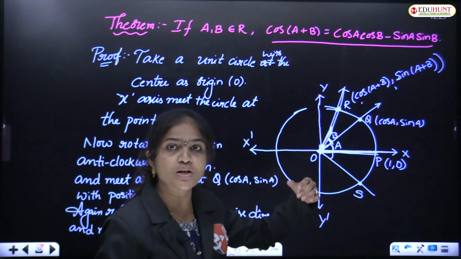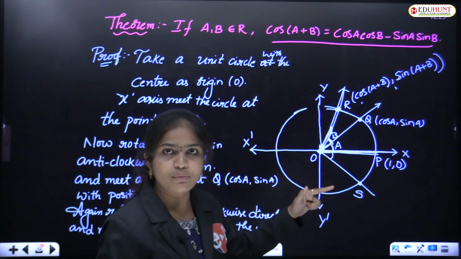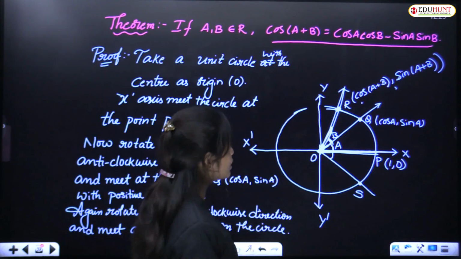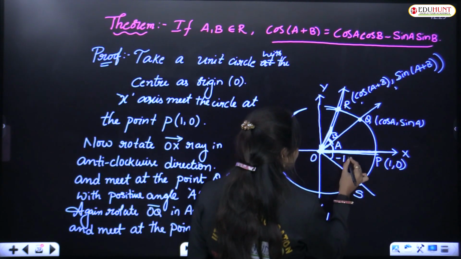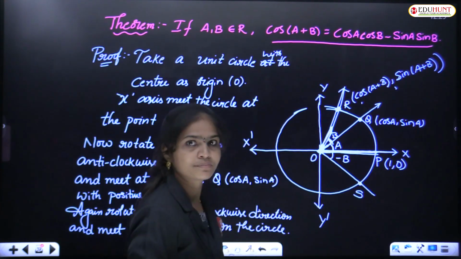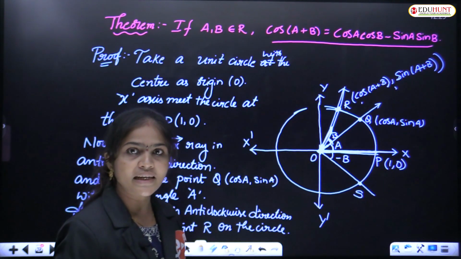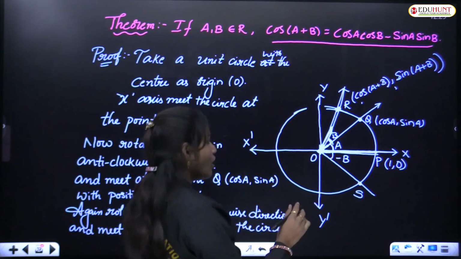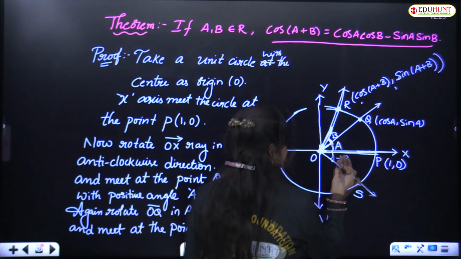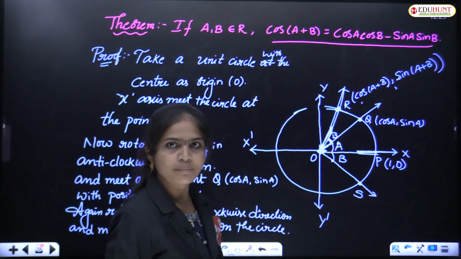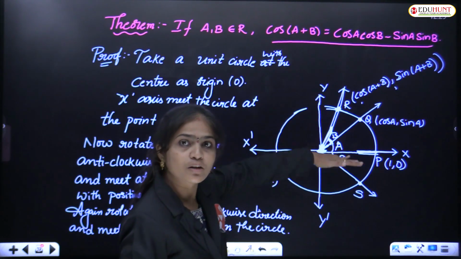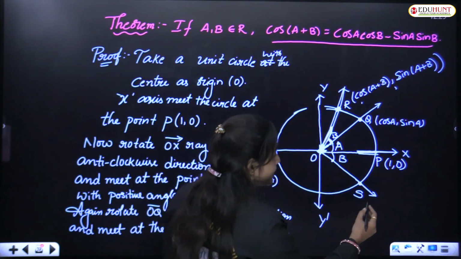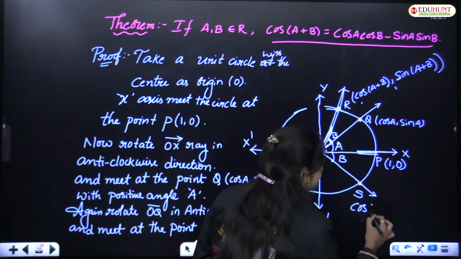Clockwise direction means a positive angle or a negative angle? Negative angle only, no? Clockwise direction. So that's why I am going to take this one as minus B. Or let it be some B only. But here it is rotating in a clockwise direction, so that's why here we can consider it as minus B.